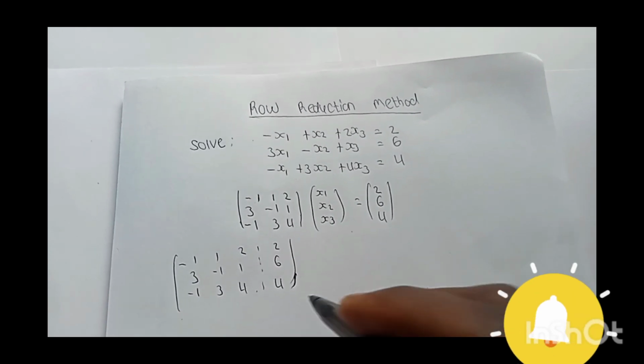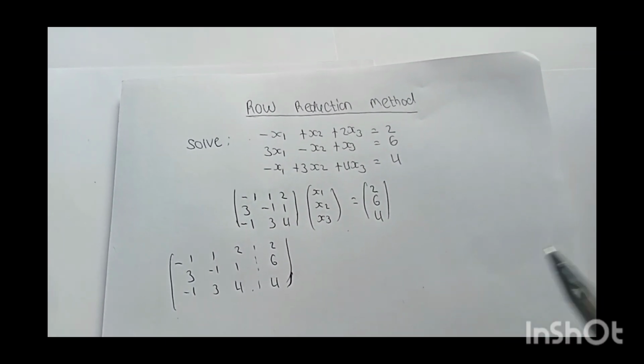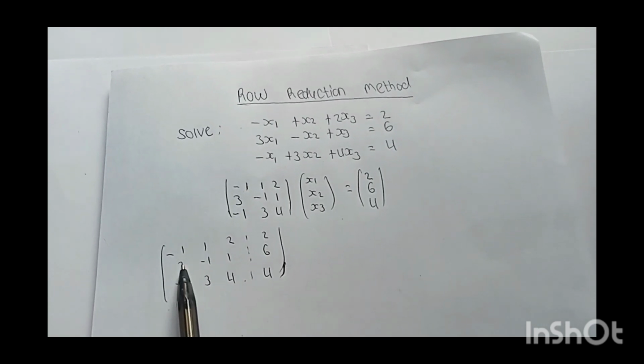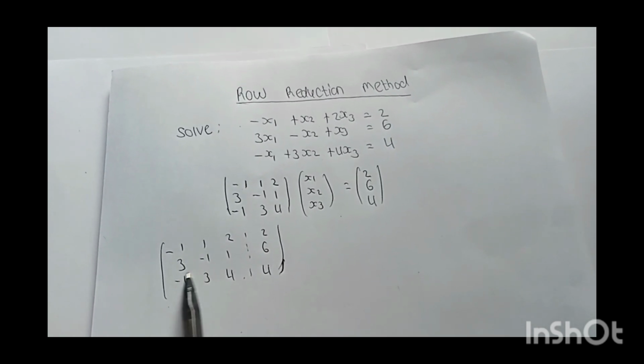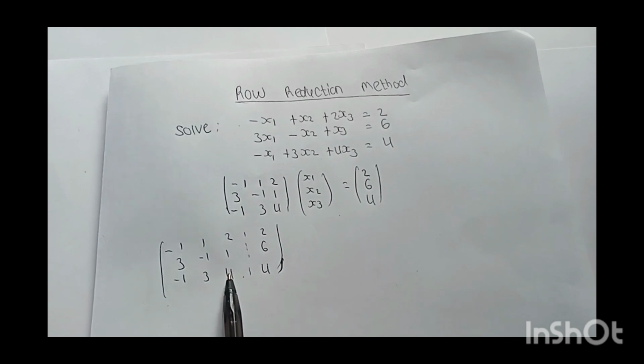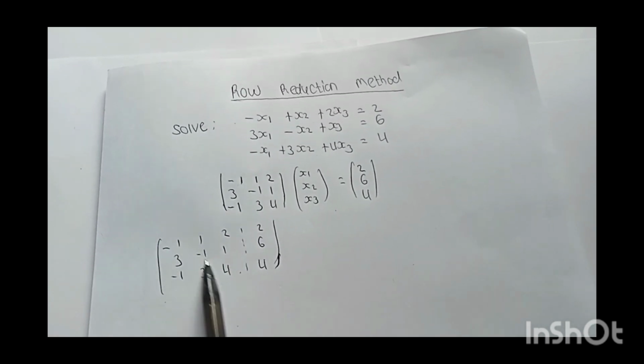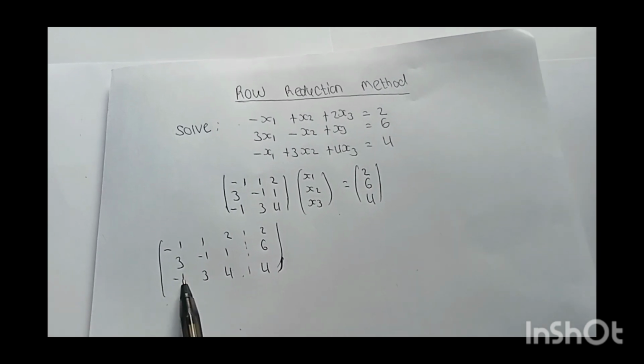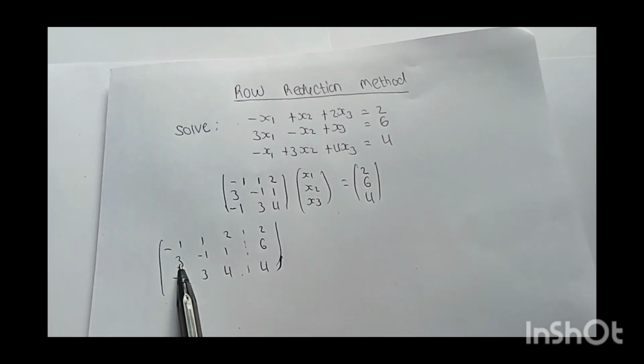The next step is to write it into row echelon form. By row echelon form, we mean that this will be equated to 0 and this here to also be equal to 0, so that we remain with this and this, so it will be going like a triangle down there. So for us to make this one equal to 0, what should we do?